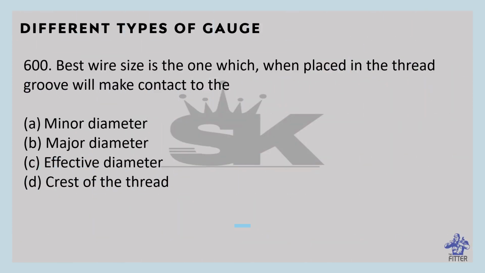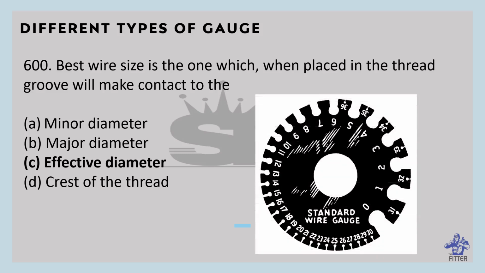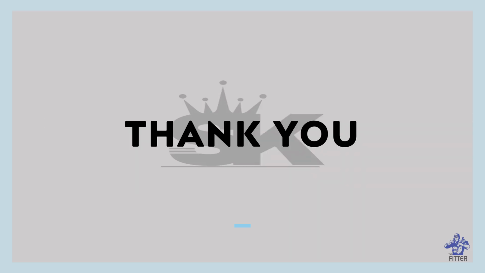Best wire size is the one which, when placed in the thread groove, will make contact at the effective diameter. You can see here in the image, this is the standard wire gauge. This wire gauge is used to measure thickness of sheet and thickness of the wire. Thank you.